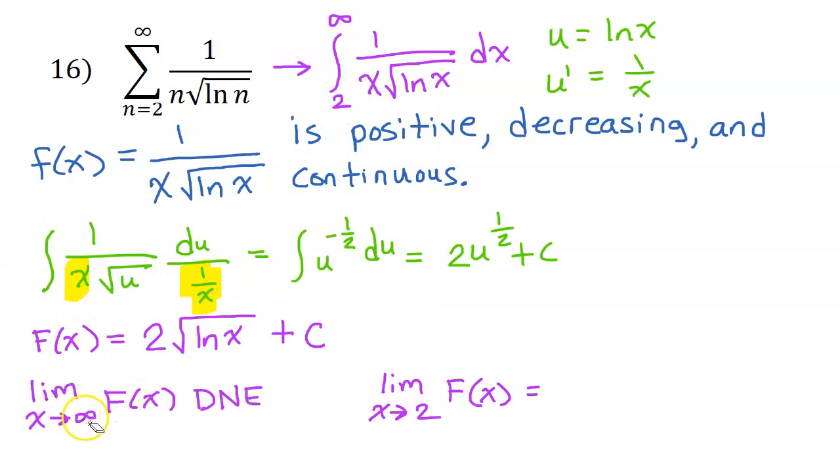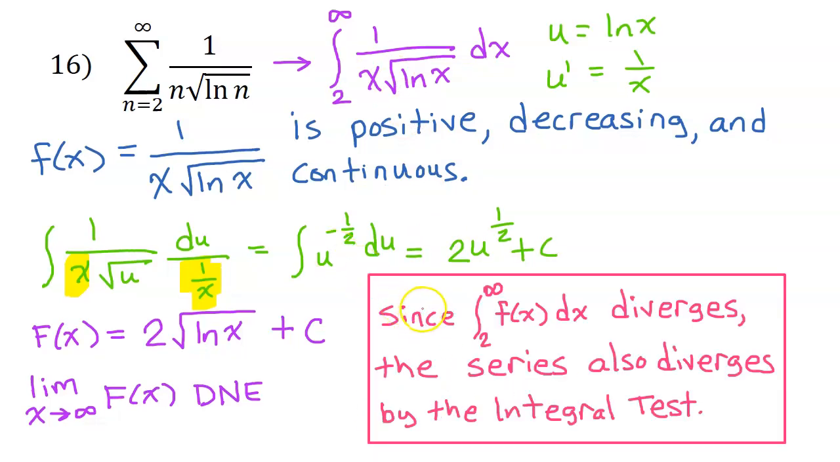However, as x approaches infinity, this expression just gets bigger and bigger and bigger, so the limit does not exist. If even one of the limits does not exist, the improper integral diverges, so we don't need to find the second limit. In summary, we say, since the improper integral diverges, the series also diverges by the integral test.